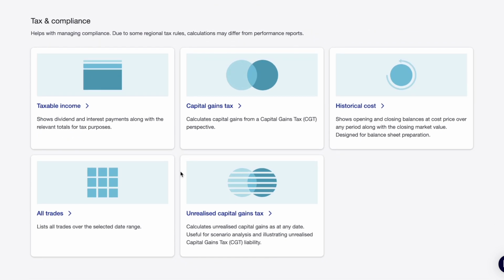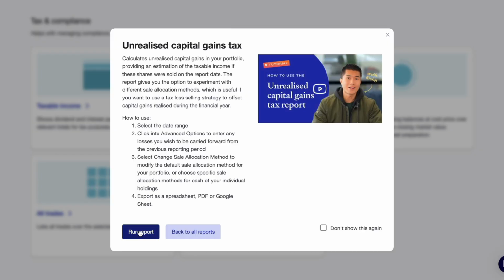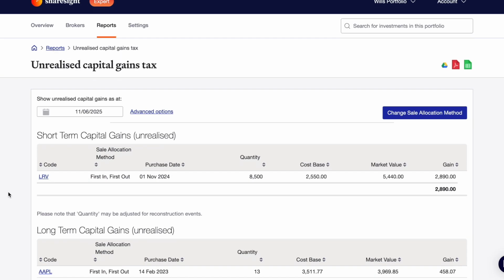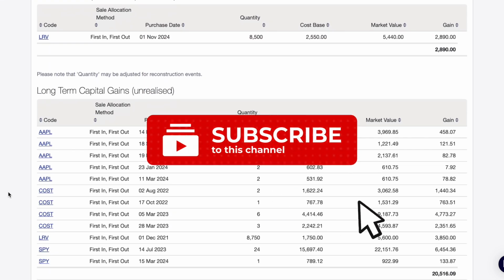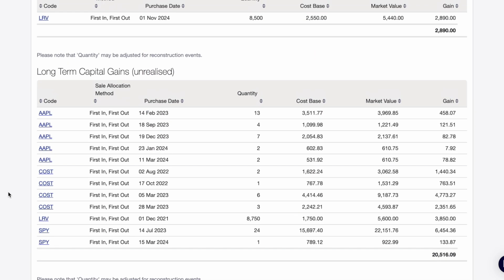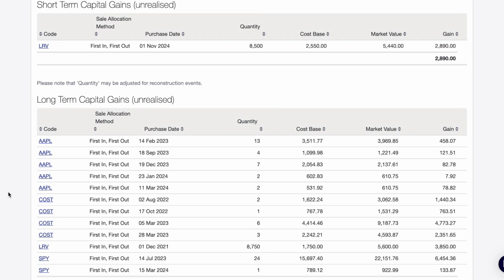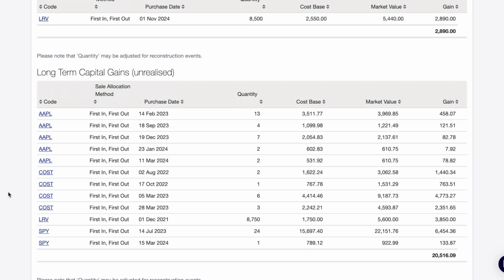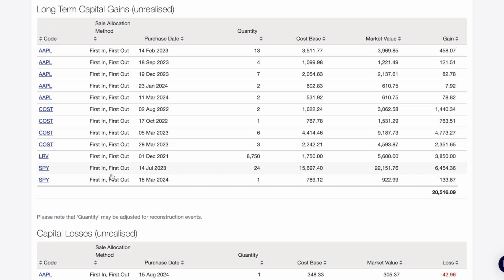But one of the better reports that I really like is the unrealized capital gains tax report, and I'll show you how I used that this week. I wanted to know what my capital gains tax exposure was going to be before I sold the shares. So I just showed you previously that I'd sold some SPY shares. Those SPY shares were sitting here in my portfolio, and if you declare them to the tax office on a first in, first out basis, you can see what your exposure is, what your gain is.